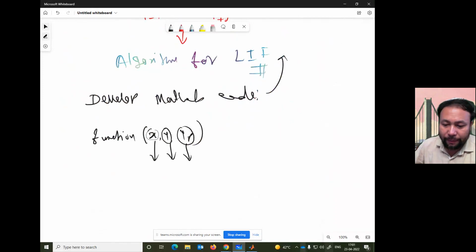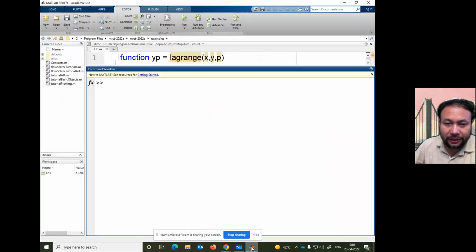Now, let us go to Matlab. I hope now you can see the screen. I have shared the screen of Matlab. Write down the function, right? So all of us are very clear that the function is yp equal to Lagrange. I can write any name here. What is X? I want to input. What is Y? I want to input. And what is P? P is the point of interpolation, the point at which you want to find the interpolating value.